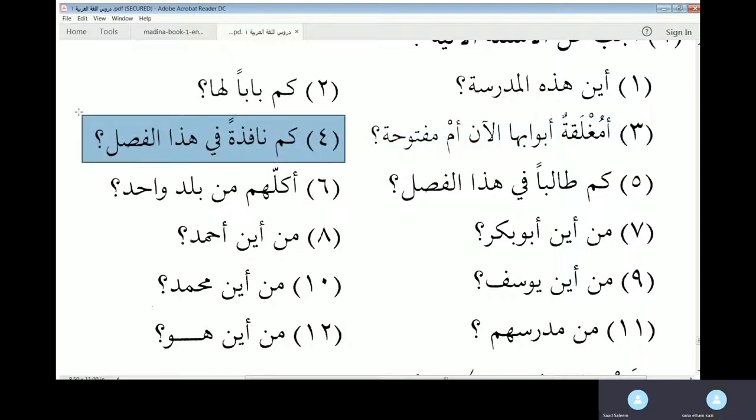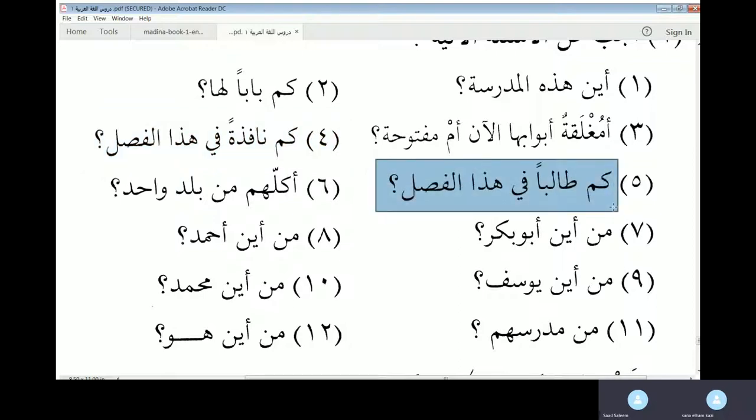Kam nafidhatan fi hadha al-fasl. How many windows are in this class? Nafizatan means windows. It has two big windows. Fihi nafizatani kabiratani.